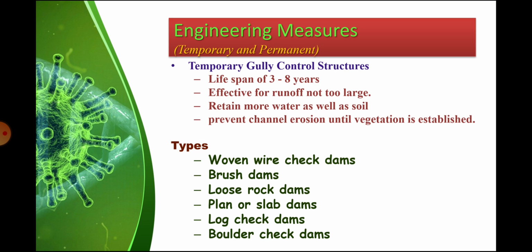Okay. So such temporary measures are categorized in various ways, and these are the temporary structures: woven wire check dam, brush dam, loose rock dam, slab dam, plank dam, log check dam, and boulder check dams. So these are a few temporary structures which could be built with local material to avoid gully erosion.